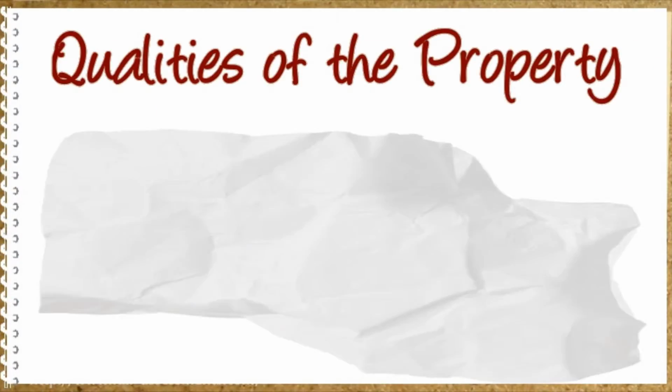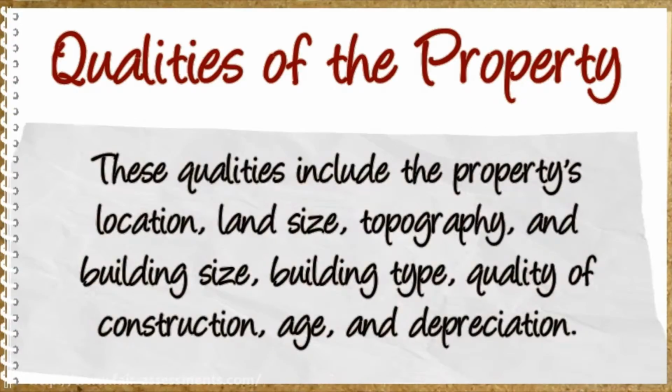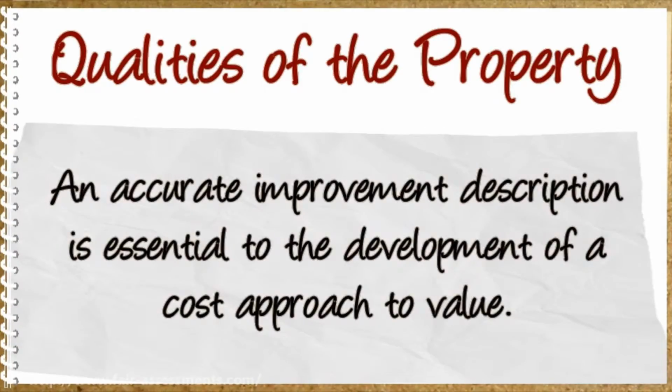Qualities of the property. The appraiser will also use the innate qualities of the subject property in determining its fair market value, and later, application of the statutory 40% assessment. These qualities include the property's location, land size, topography, and building size, building type, quality of construction, age, and depreciation. An accurate improvement description is essential to the development of a cost approach to value.